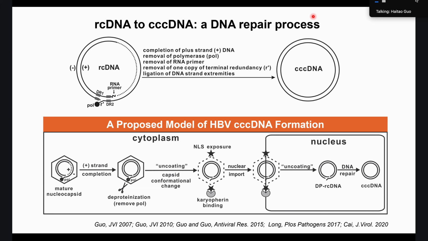So on the bottom of this slide, this is a proposed model for cccDNA formation. It starts from the replicating rcDNA in the cytoplasm. Maybe there is a deproteination step which removes the polymerase from the rcDNA, and it prepares the rcDNA in the capsid for nuclear transportation. And then in the nucleus, the rcDNA is repaired into the cccDNA by host DNA repair machinery.